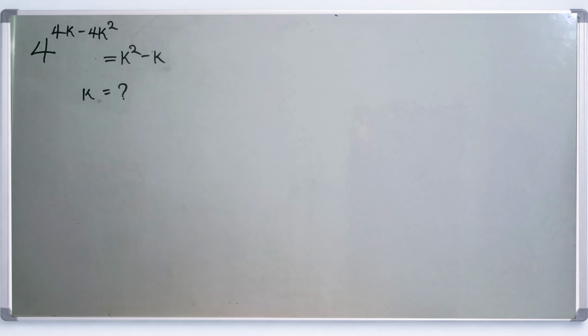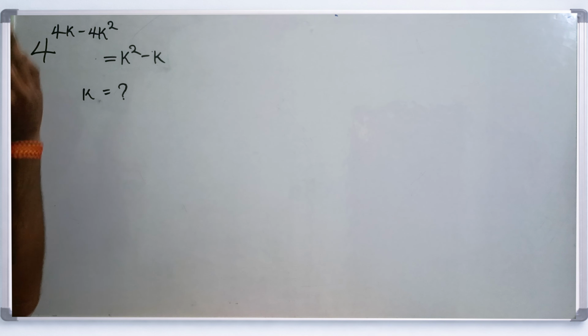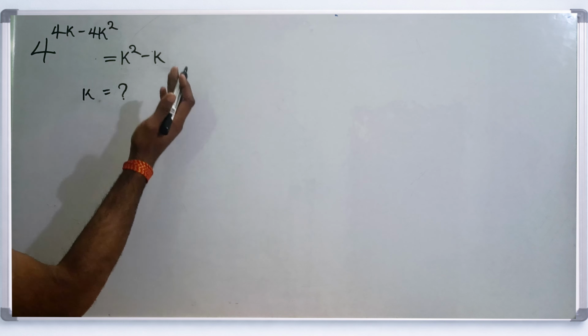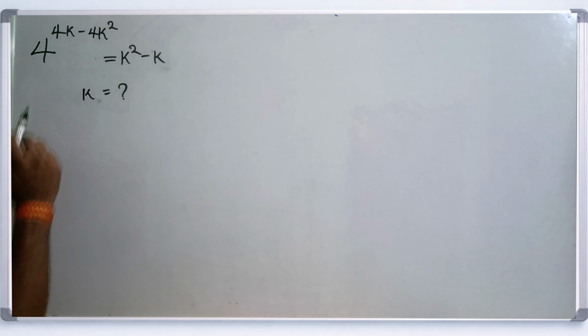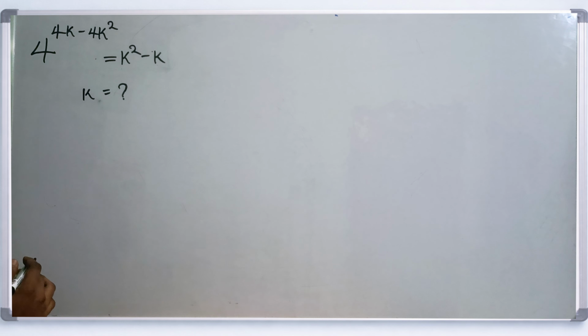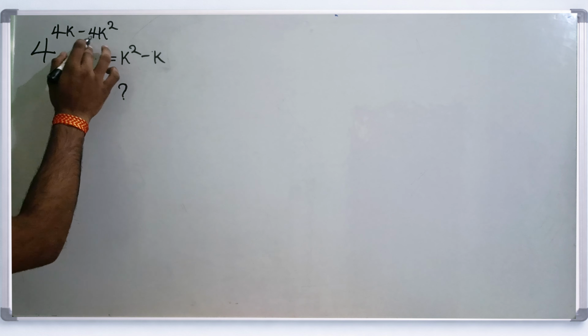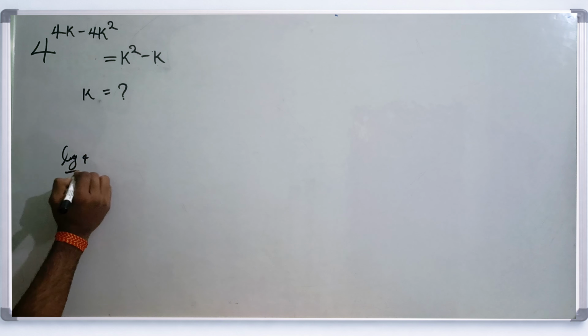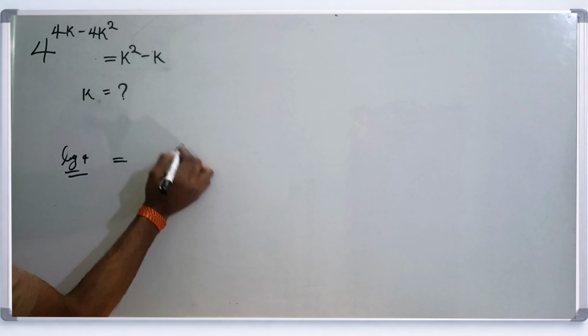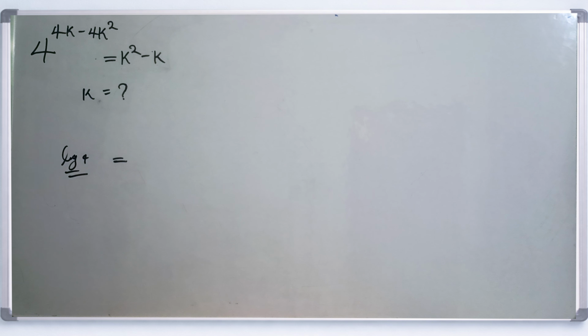So let's start. Our question is 4 raised to the power 4k minus 4k square equals k square minus k. After watching this, nothing is clicking in the mind. When we take log, we are going to get these complex terms on the left hand side. We will get log 4 something, but on the right side we are not left with any number.